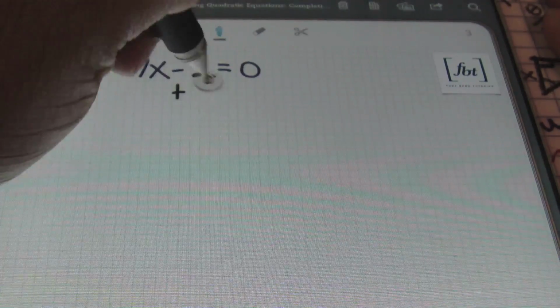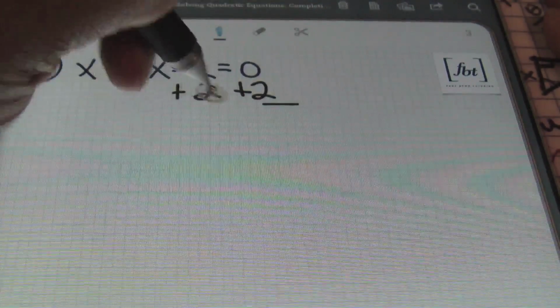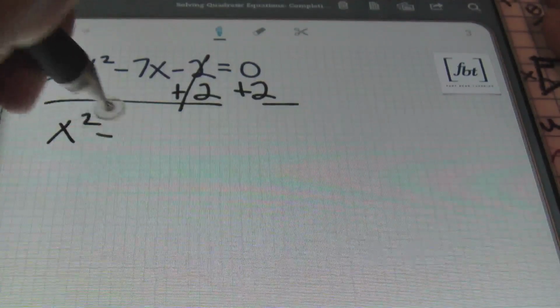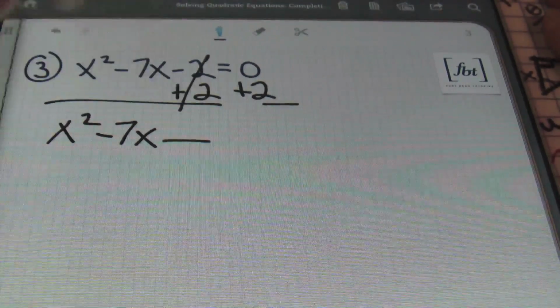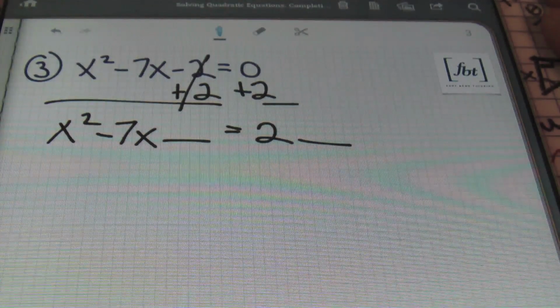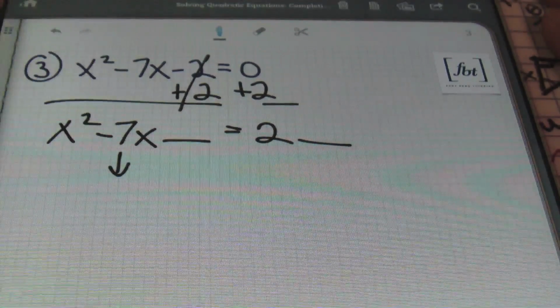So I'm going to add 2 to both sides of my equal sign, ladies and gentlemen. Yep, my 2's cancel out. I'll be bringing down x squared minus 7x, always put a blank there, equals 2, put another blank there, and then we'll follow the process, and that is to take half of the middle term's coefficient.